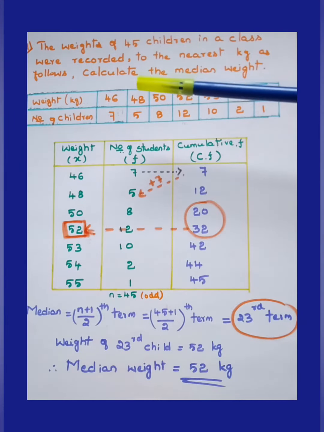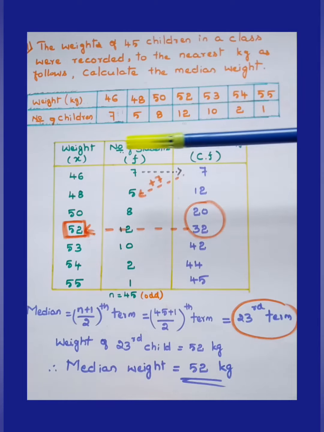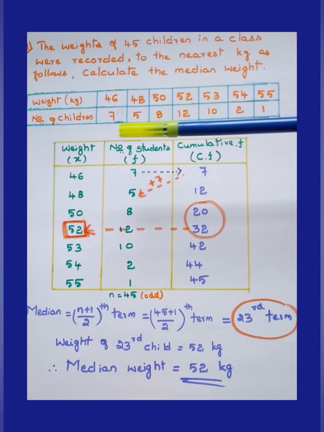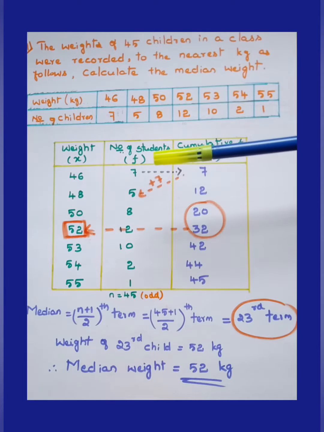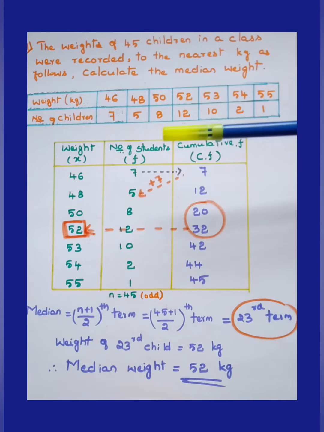So write the horizontal columns as vertical columns. Weight is given. Then number of children, which is nothing but the f value. First is x, then f. Next is cumulative frequency, which we have to calculate. Be very, very careful in the case of median. Only in the case of median do we find this cumulative frequency. How to find this?